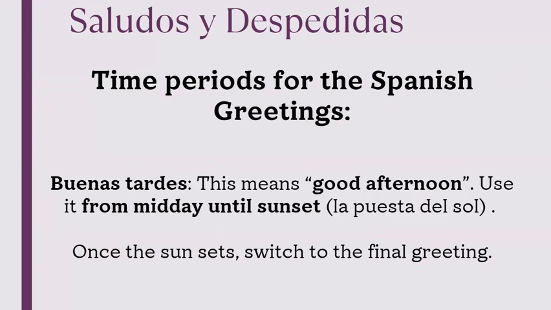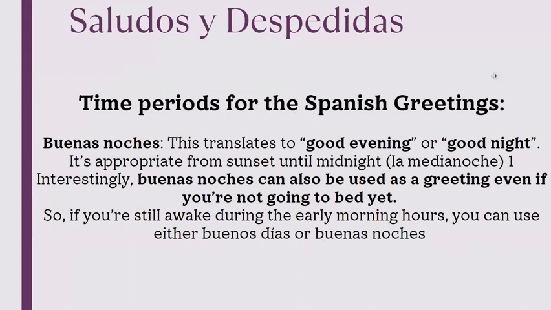So until the sun goes down, which will normally be around 6 or 7 o'clock, when the sun sets, you can still say buenas tardes. Once you see the sun sets, after that, it would be buenas noches, which would mean good evening or good night, depending on it, right? So it doesn't only mean when you go to bed, you say buenas noches. Anything after the sun sets would be good evening or good night.